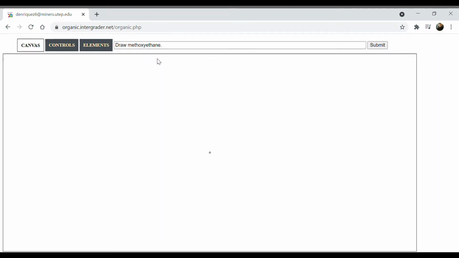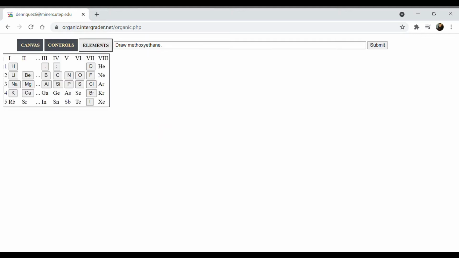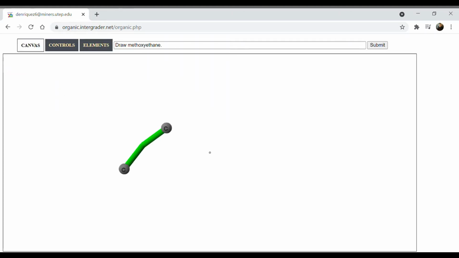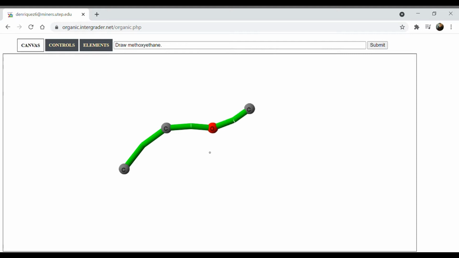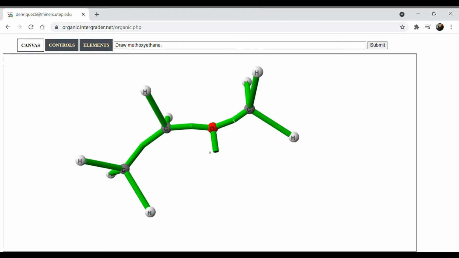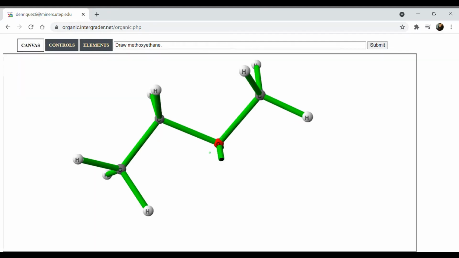So let's start here. I'm going to start by drawing my ethane, so 2 carbons. And then I'm going to add a methoxy. So at either one of the positions, I'll go ahead and add my oxygen with 1 carbon attached. Add my hydrogens, and that's it.